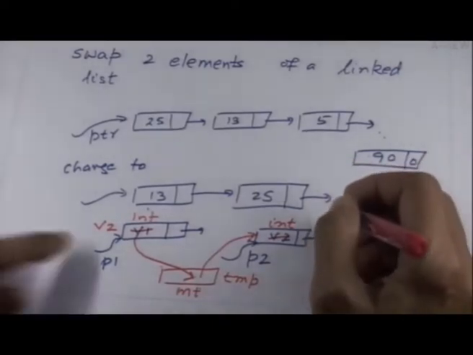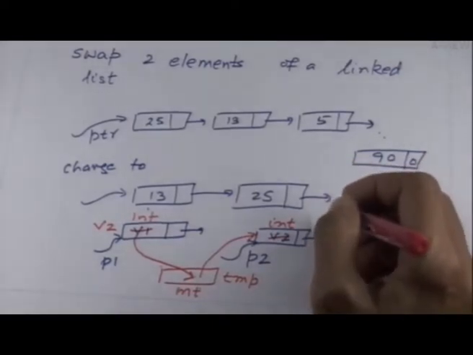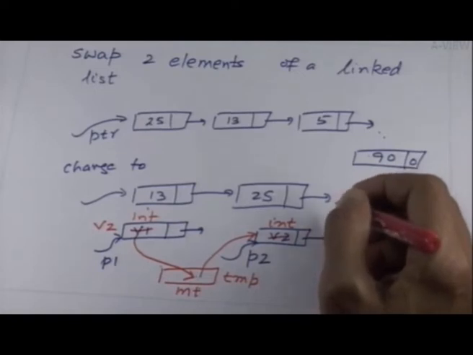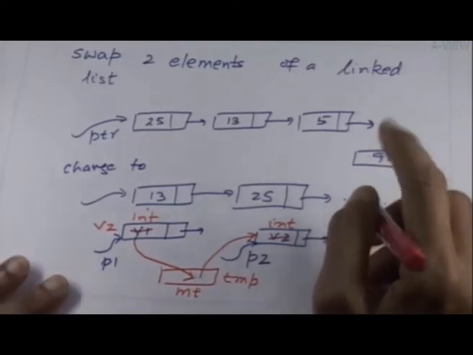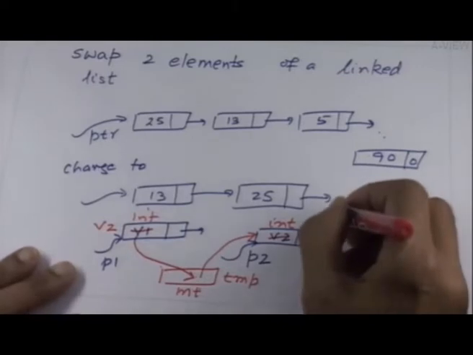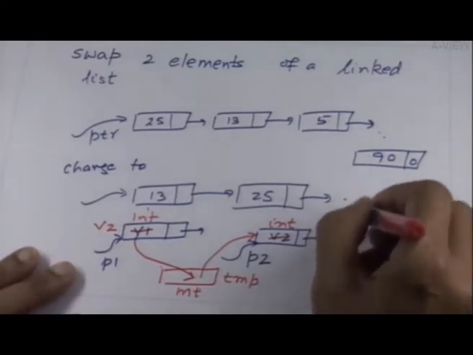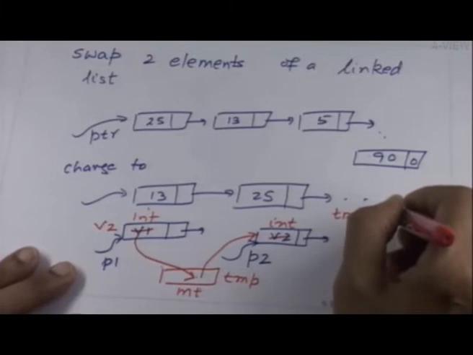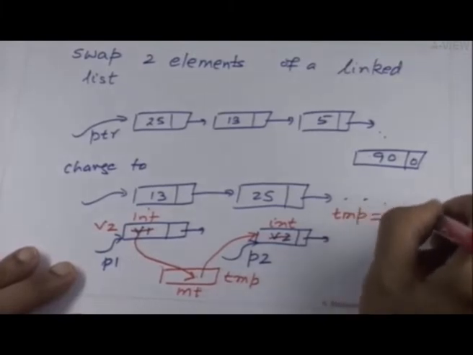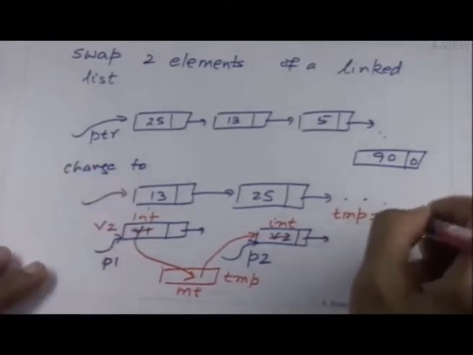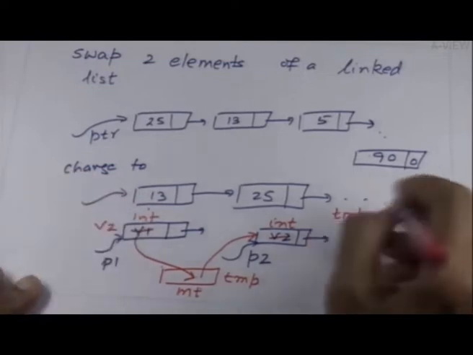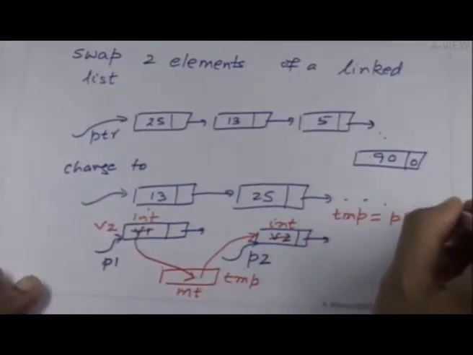So P1 is a pointer to the first box, P2 is a pointer to the second box, and our job is to swap the values. So I take TMP, which I have already defined. So TMP equals P1, you have to use this arrow to access this value and pick up the value, whatever the value field is, let's call it var.